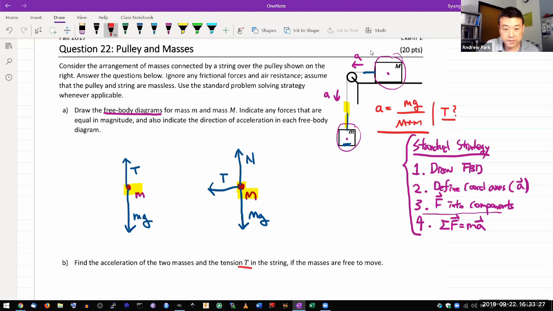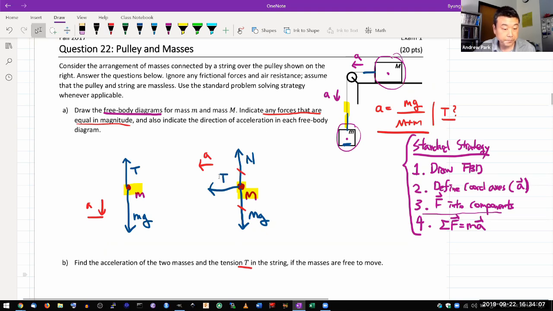Just to be thorough, it says indicate any forces that are equal in magnitude. So I'm going to indicate this normal force and gravity are equal in magnitude. And the thing I was trying to catch people on is that these two forces are not equal in magnitude. I was trying to draw them different in size, because this mass should be accelerating downward, and this mass should be accelerating to the left. And for this mass to be accelerating downward, the tension should be less than weight. I think we went over that in the lab. All right, so those are the free body diagrams, and I indicated the direction of acceleration.